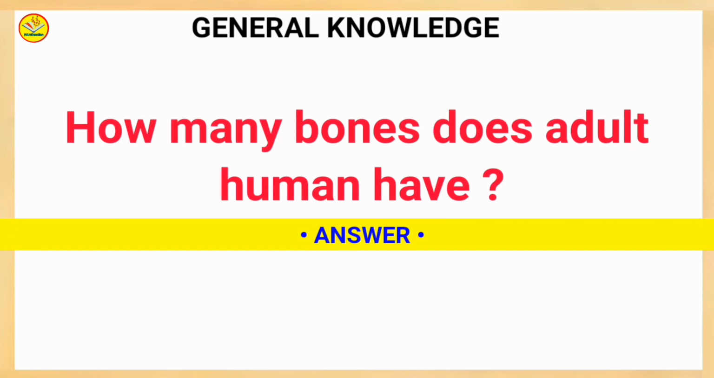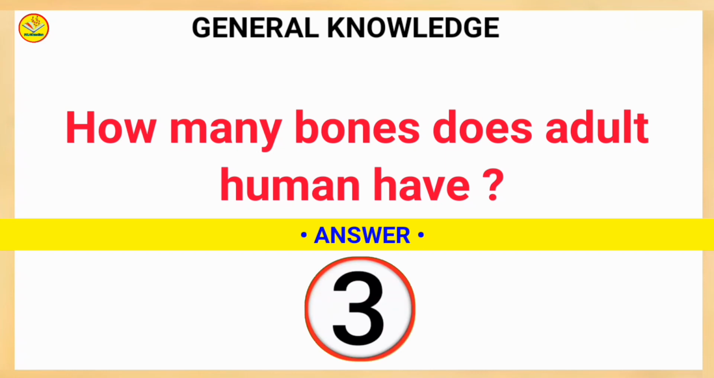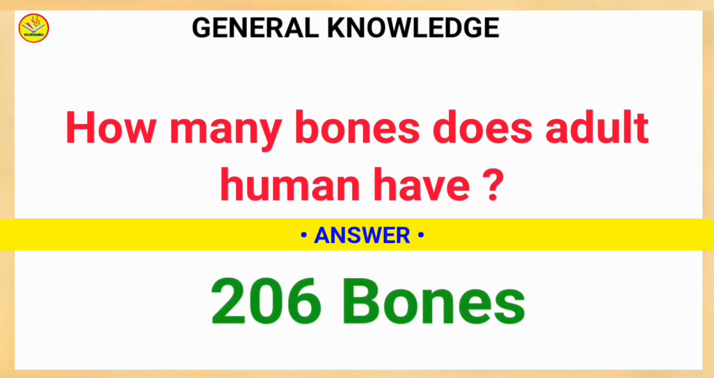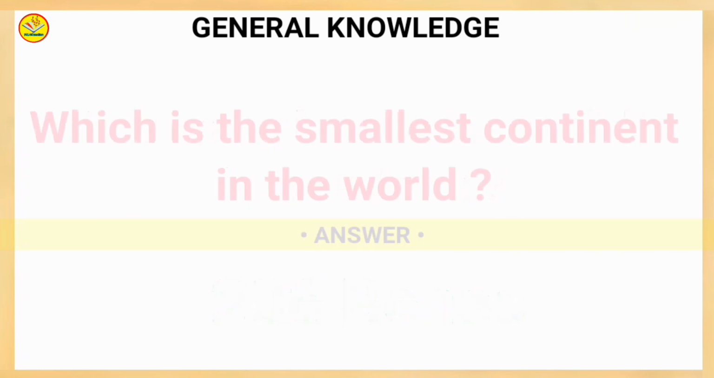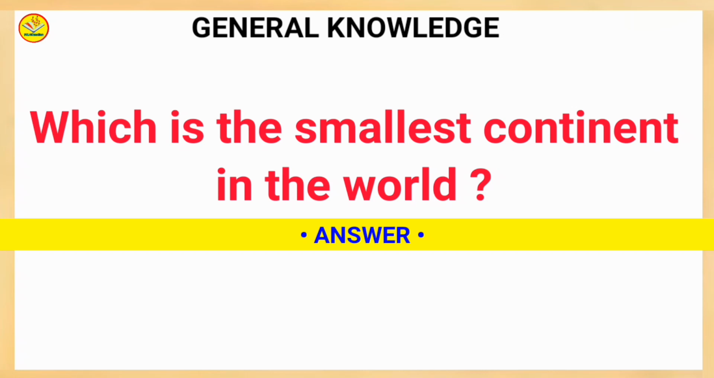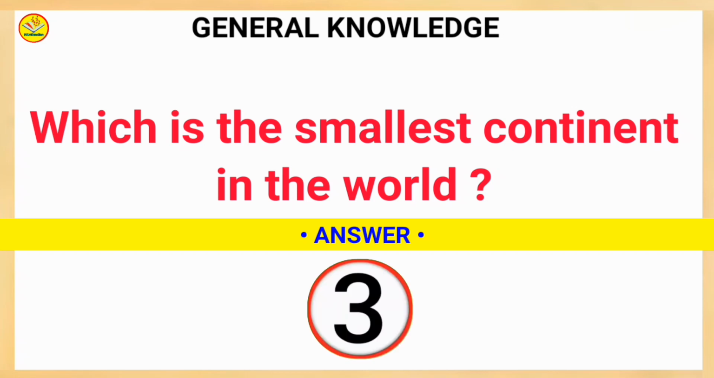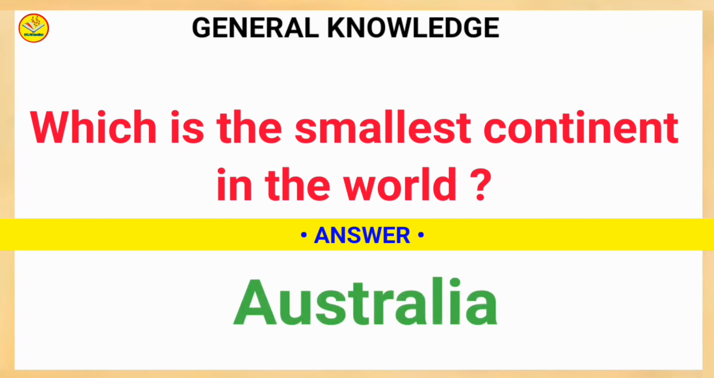How many bones does an adult human have? Answer: 206 bones. Which is the smallest continent in the world? Answer: Australia.